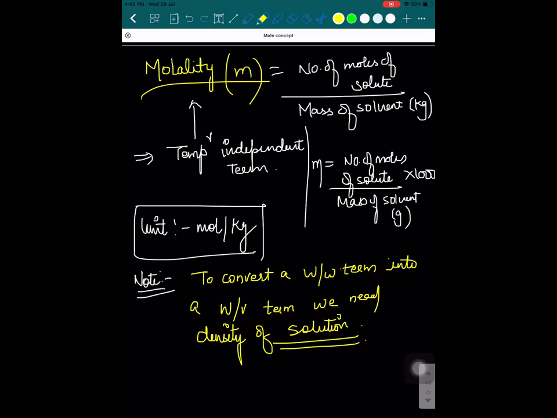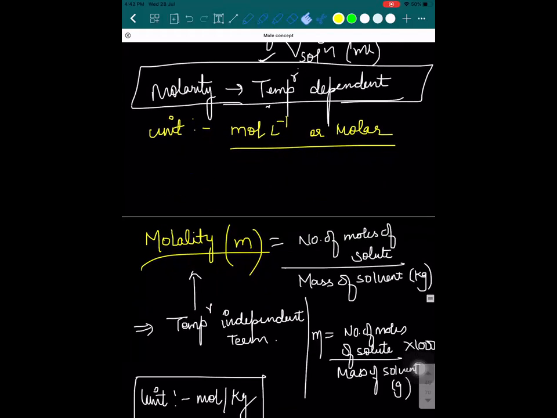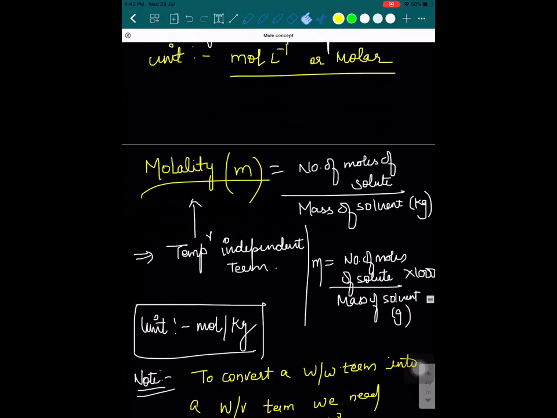Siddhik, any doubt? Yes, tell me. Ma'am, in molarity and molality, instead of number of moles, if they give weight, we can find moles first by dividing weight by molecular weight. Yes, yes. The moles formula will not change, right? Chemistry will not change, right? Yes. Okay. Thank you, ma'am.